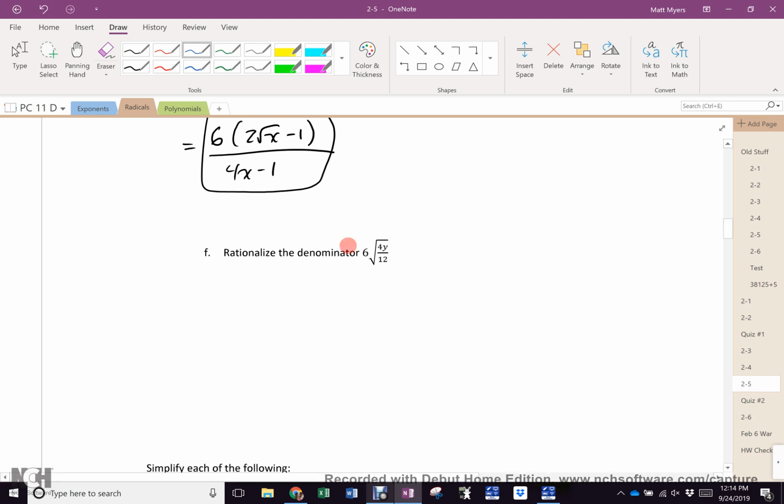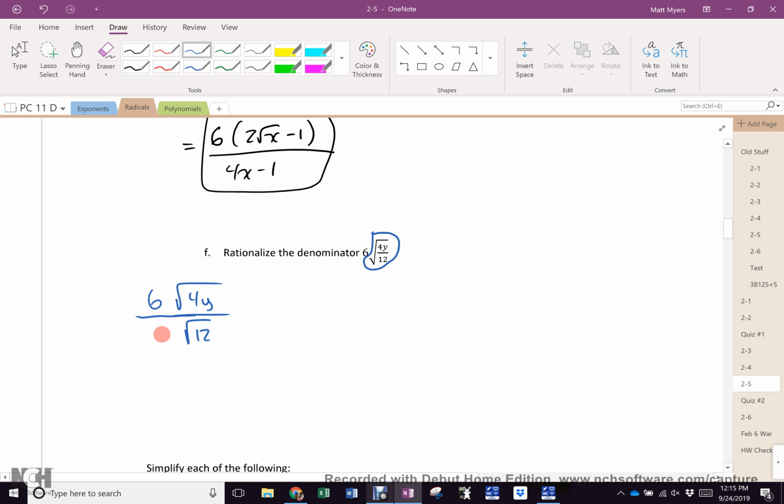What's weird about F? The whole thing is the square root, yes? So how could I write this? Sorry, I didn't mean to get the 6 in there. How could I write that in a way that looks like what we're doing right now? You would have root 4y over root 12. Now, where would that 6 go? With the 4y or with the 12? Or in both? Which one? With the 4y.